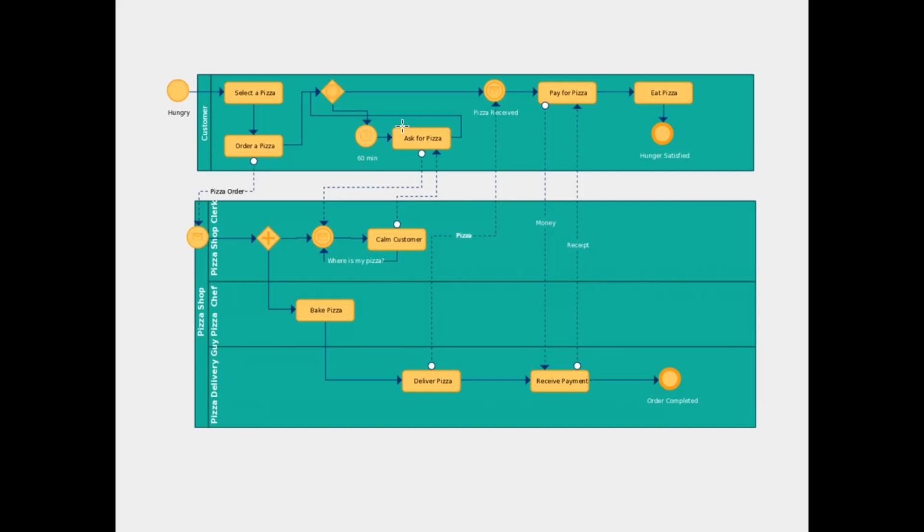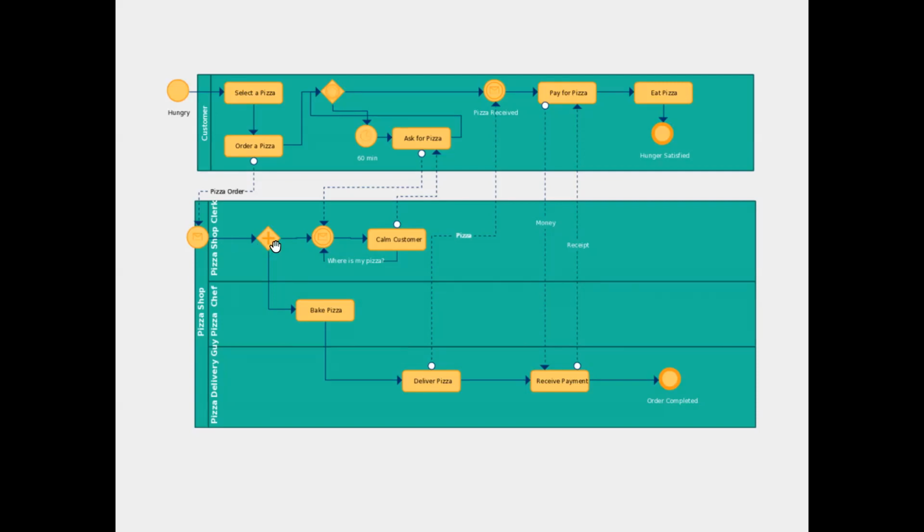And then now you can see the customer side. When you are hungry, that is our starting point. Let's say you are going to order pizza. So first, you have to select the pizza. Then you have to order the pizza. When you order pizza, that will affect the starting point here. Right? So now when you get that, there are two things that happen.